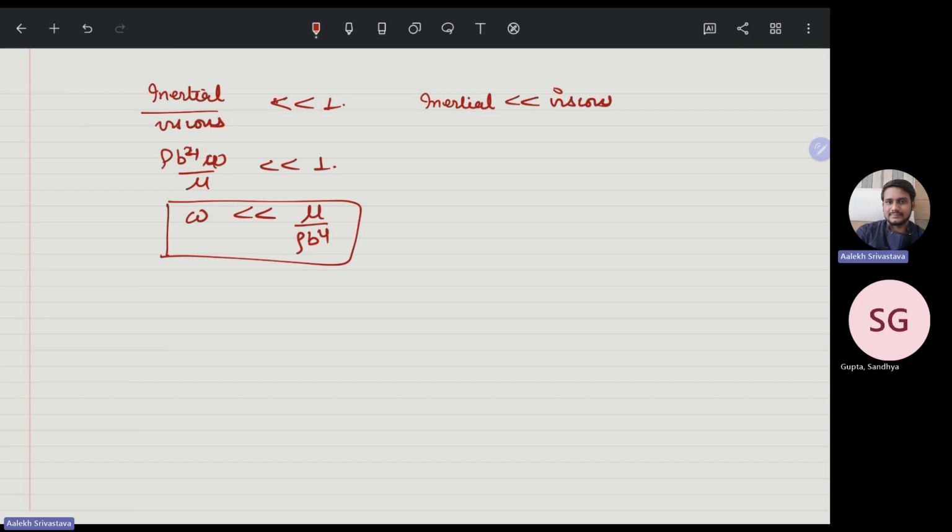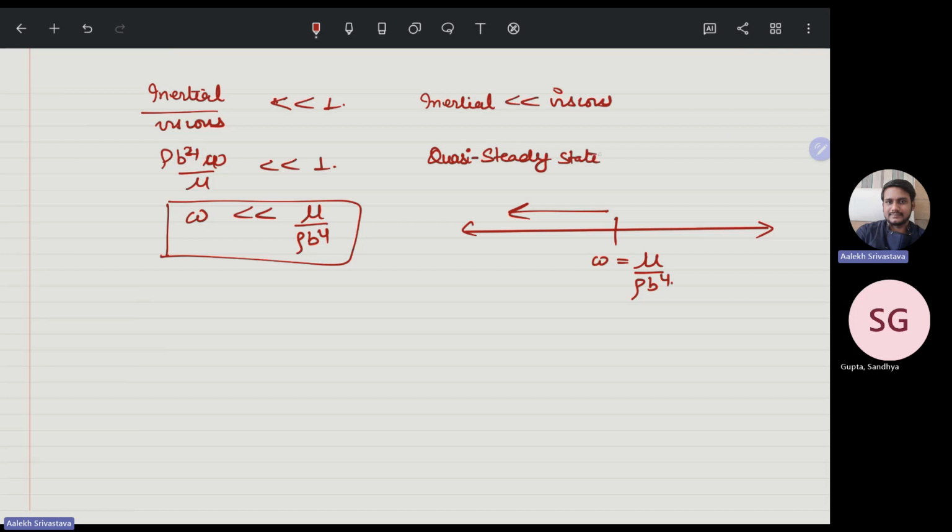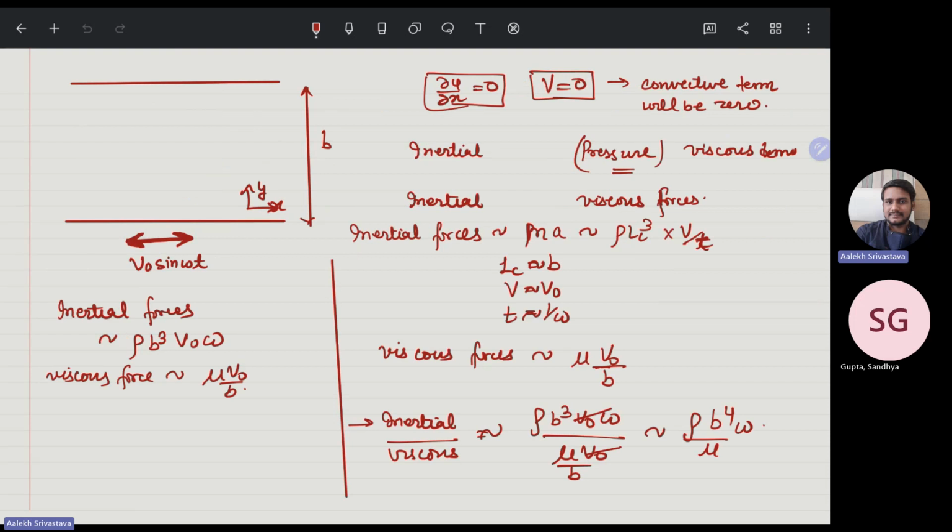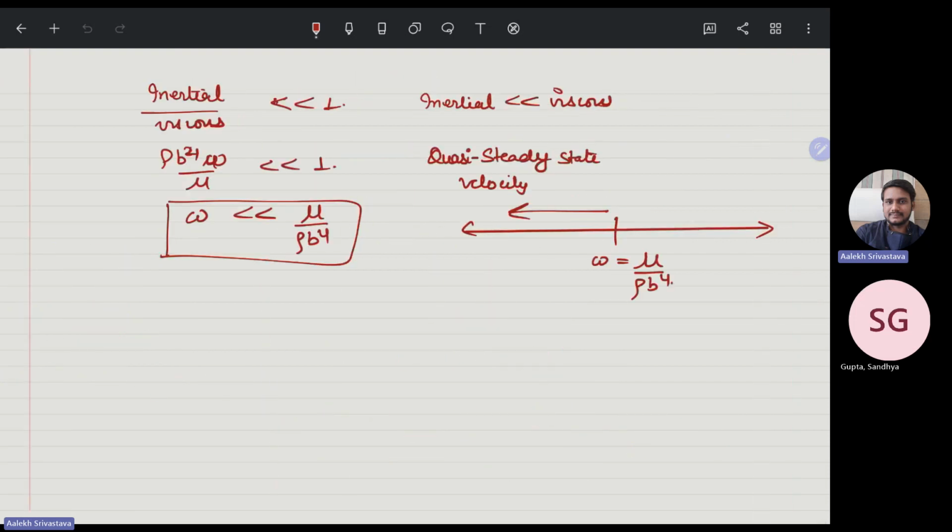So that means if I'm saying omega is equal to mu by rho b raised to the power 4, till here we can drop off the inertial term, and the flow can be assumed to be a steady state or quasi steady state velocity profile. But although you are saying that here your velocity is v0 sine omega t, so how is it happening? So that means velocity is not varying with time.